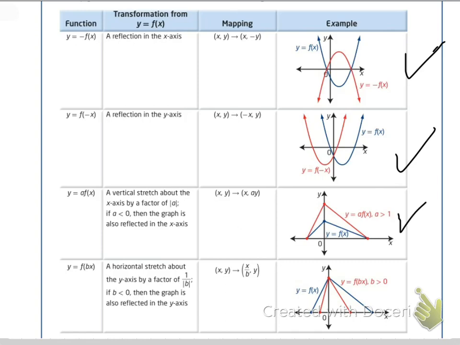If y is equal to f of bx, now it's a horizontal stretch about the y-axis by a factor of 1 over the absolute value of b. And if b is less than 0, then there's also going to be a reflection in the y-axis. This mapping is shown as x, y maps onto x divided by b and y. So notice it's going to become a shortened graph when b is greater than 1.